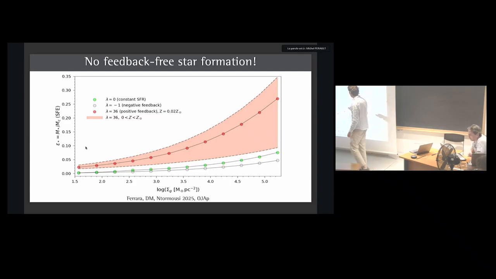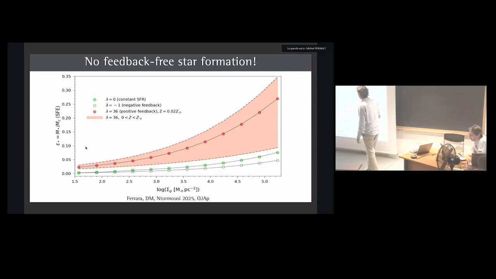And so let's go first through the case in which lambda equals 0, so constant star formation rate. And this is this line here. And you can see that basically, even for very massive, very dense clouds, 10 to the 5 in surface density, the star formation efficiency is less than 5%.